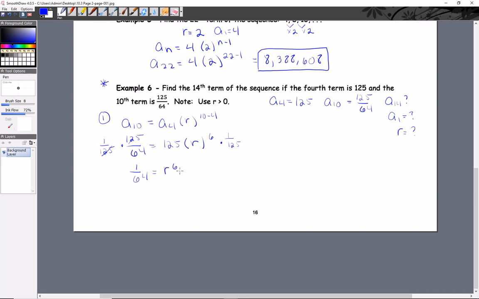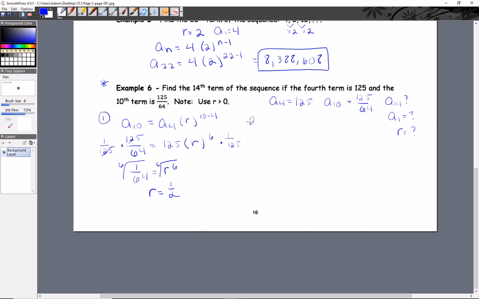And then it's just a matter of taking the 6th root of both sides, which sounds a little scary, but it's like raising this to the 1/6 power, and your calculator can handle that. So R is going to equal 1/2. All right, so that's good stuff. And so now we need to figure out the 14th term.